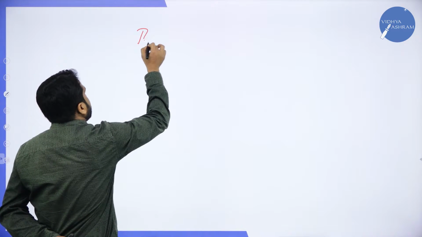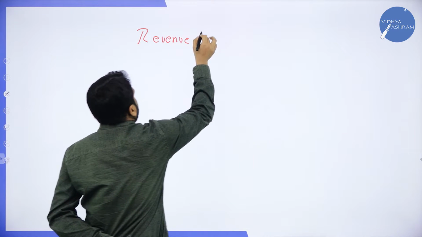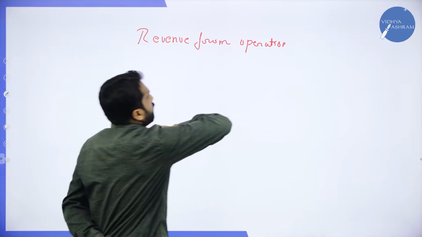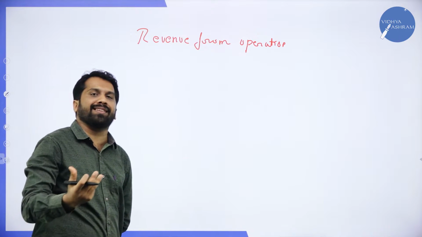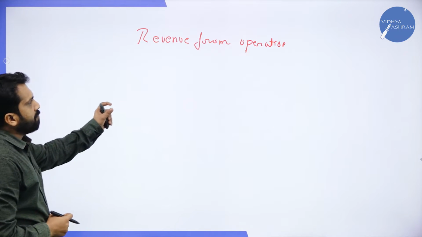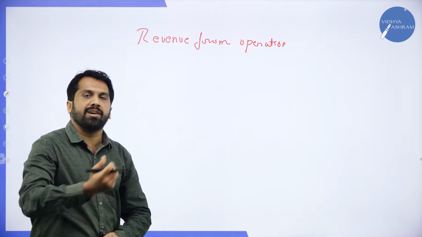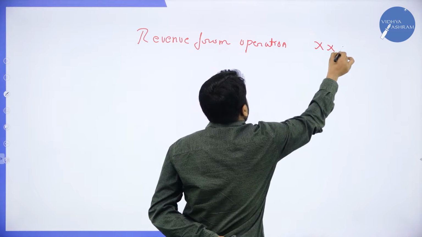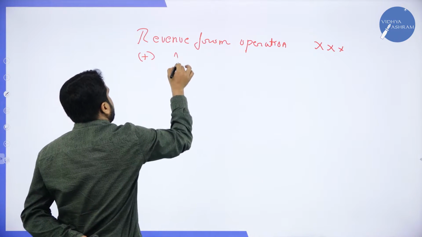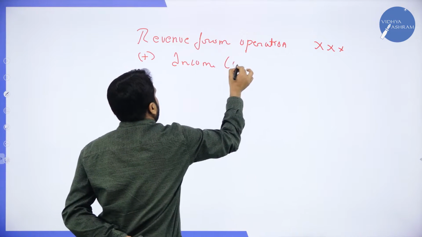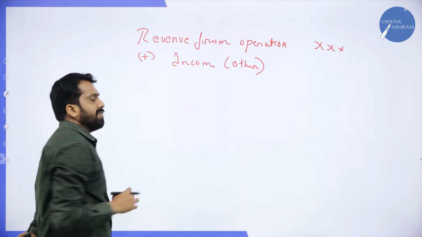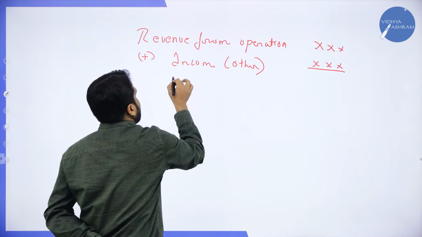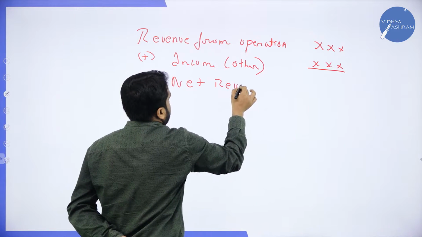First one will be revenue from operation. What do you mean by revenue from operation? Revenue from operation means it is sales. Your sales we call revenue from operation. Next, add other income. Revenue from operation plus other income, you will get net revenue.